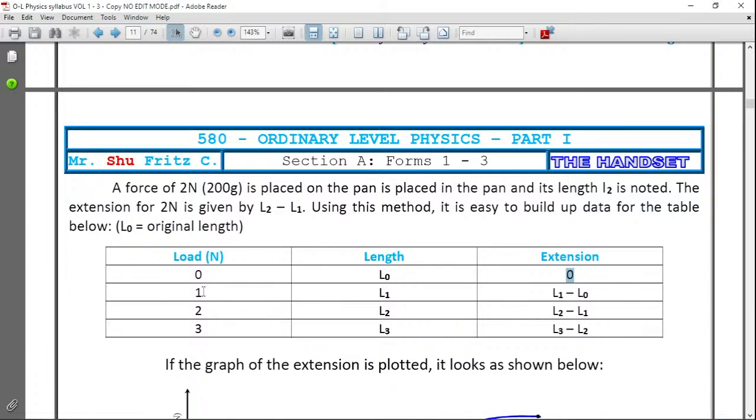Now, when you add a load, for example 1 Newton, or let me say you add the first load, the length increases to L1. What will be the extension? The extension will be L1 minus L0. If you add another load, the length moves to L2. The new length is L2. What will be the extension now? With respect to L1, it will be L2 minus L1. But considering the extension from the original, we have L2 minus L0. The third one, L3 minus L0. So if you have to get the corresponding extensions in this form, that is progressive extensions, we work with it this way.